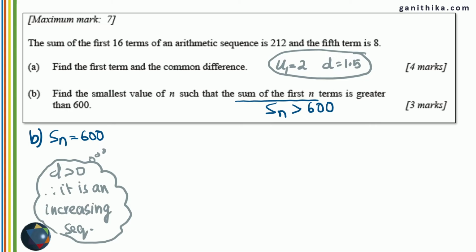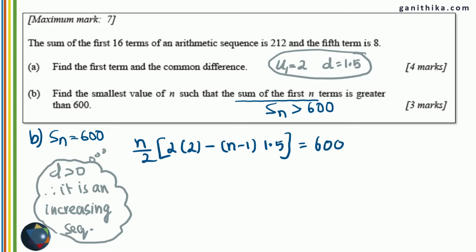The next step is using your formula booklet, writing down what Sn is using the information given. U1 is 2 and D is 1.5. Substitute that in the correct formula for Sn, which will give you the method mark. We are going to see that soon.